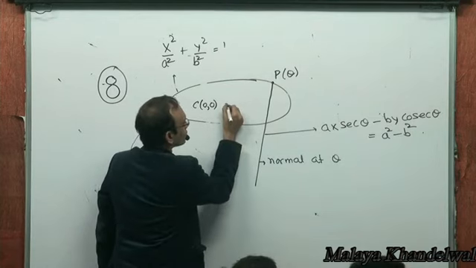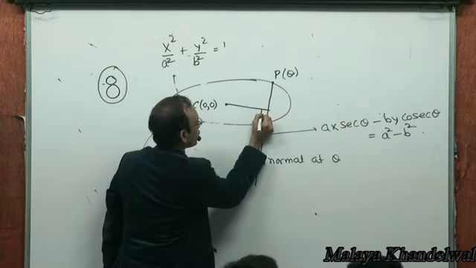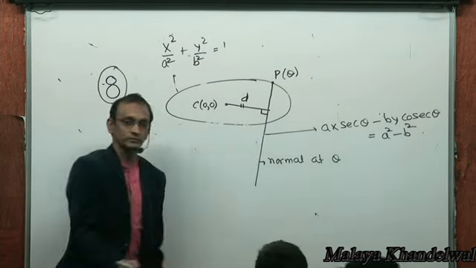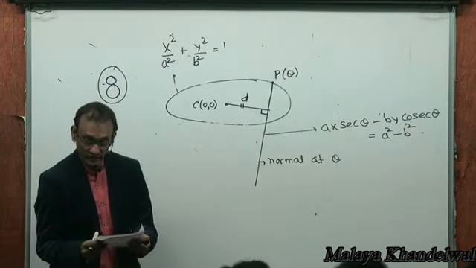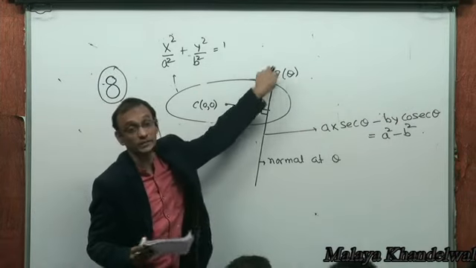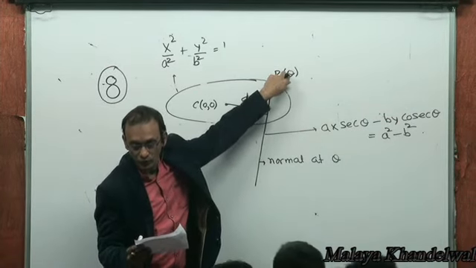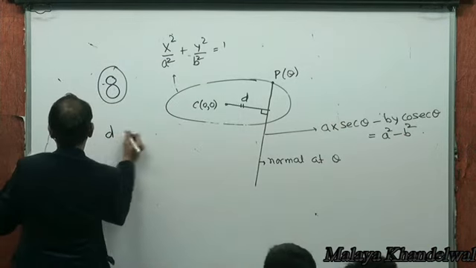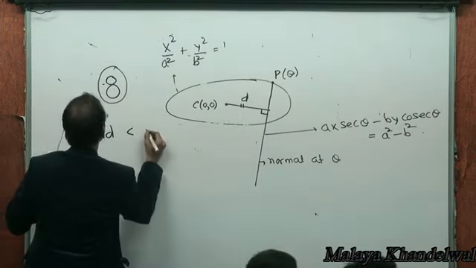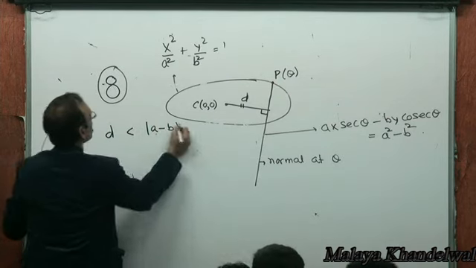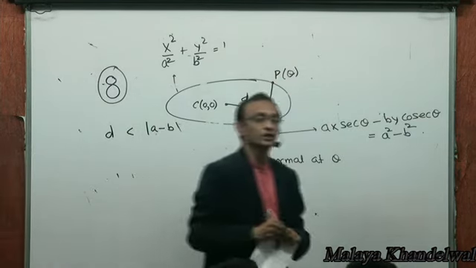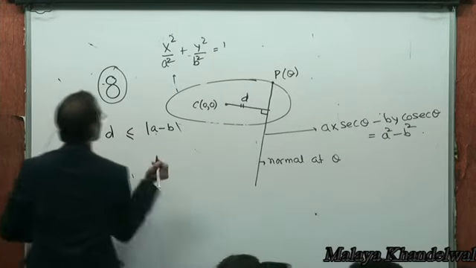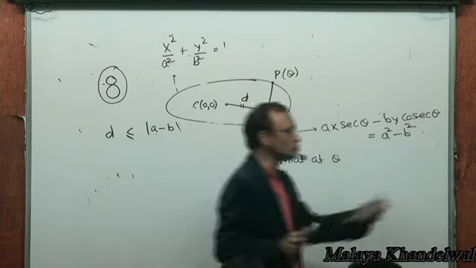Now, for any given normal, this would be the distance between the center of the ellipse and the normal. We want to be able to show that no matter what point you choose, that means no matter what theta be, the distance between the center and the normal, that is d, does not exceed the distance between the semi-axes of the ellipse. That means it does not exceed the difference between a and b, less than or equal to this. This is what we need to show. Right? That's a problem to address.